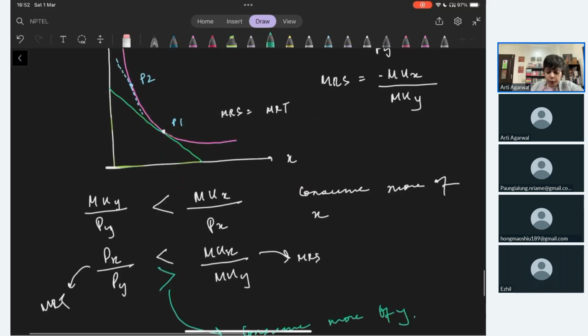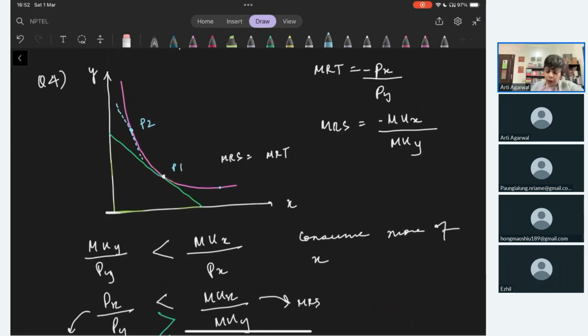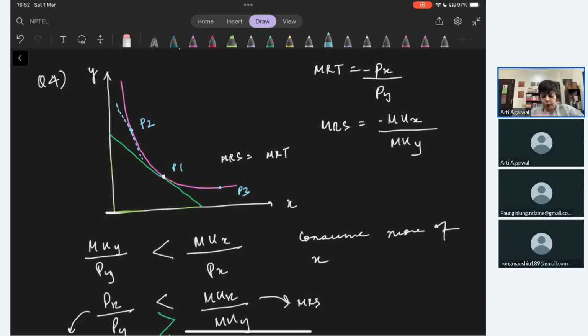Now let's look at some other point on the same curve. So this is point P3. At this point also, he has the same level of utility, but he is consuming a whole lot of X and very little of Y, and so he is outside the budget set again, right? So now he is going to want to shift towards P1, which means he is going to consume less of X and more of Y. So there's a trade-off going on until the ratio of his marginal utilities with respect to X and Y is exactly equal to the price ratio.